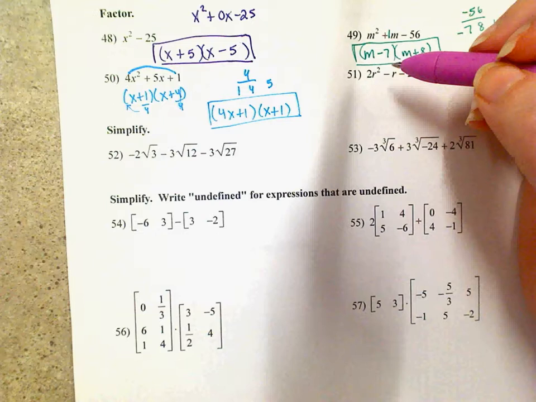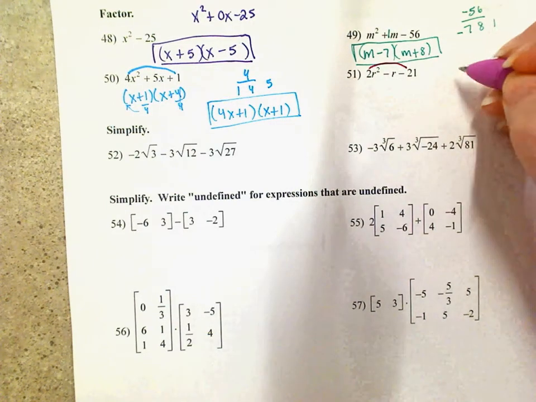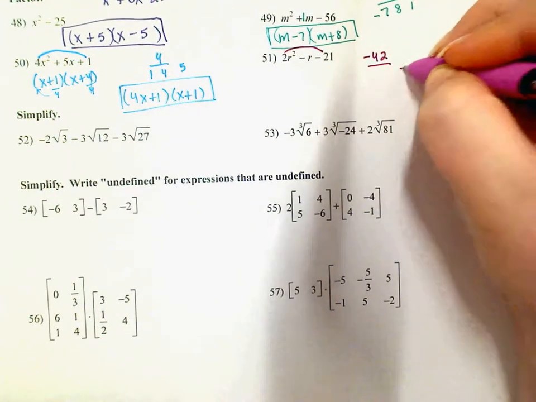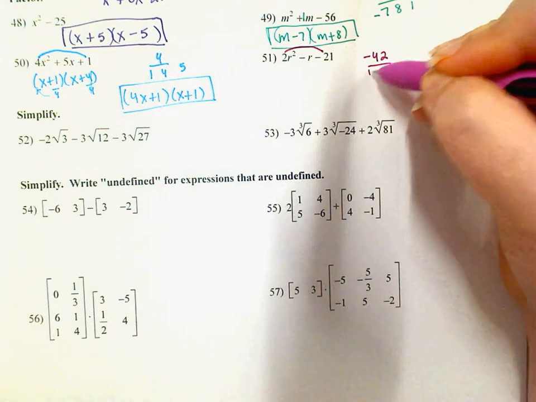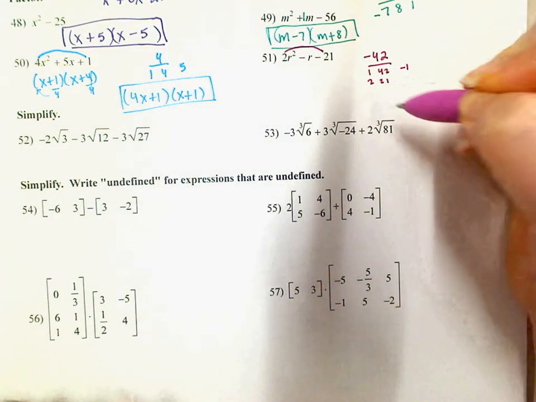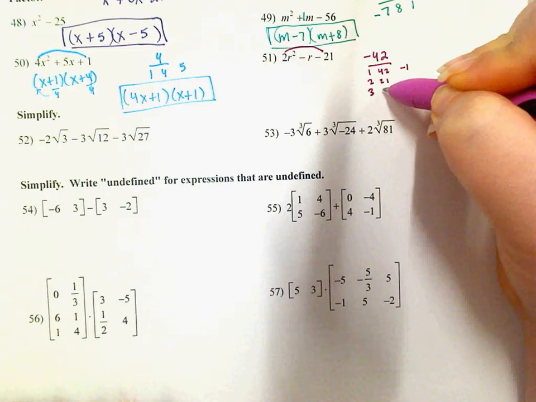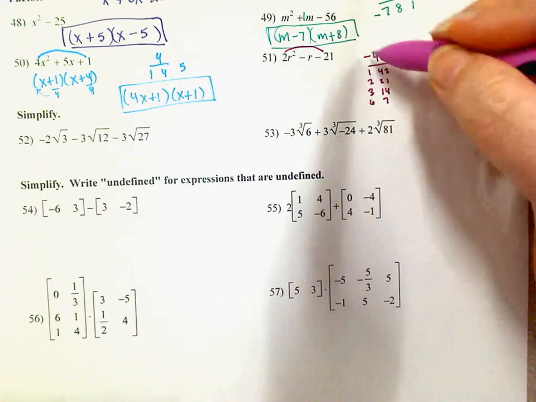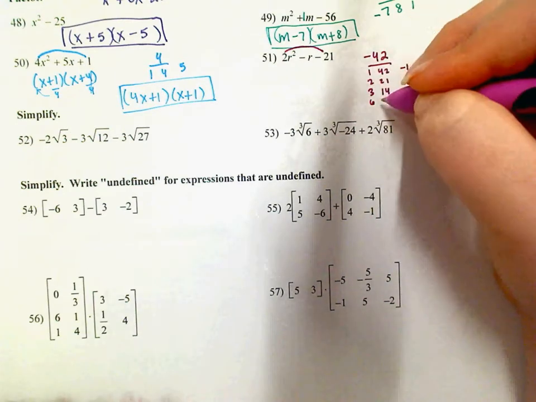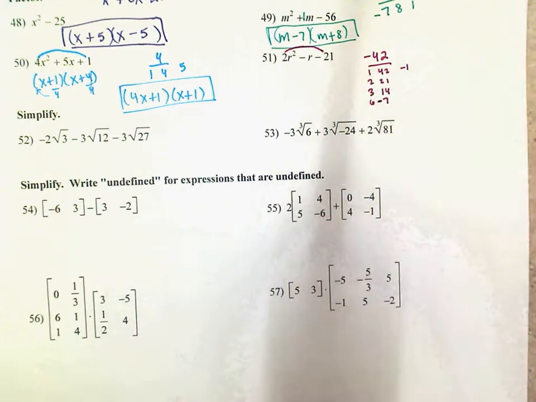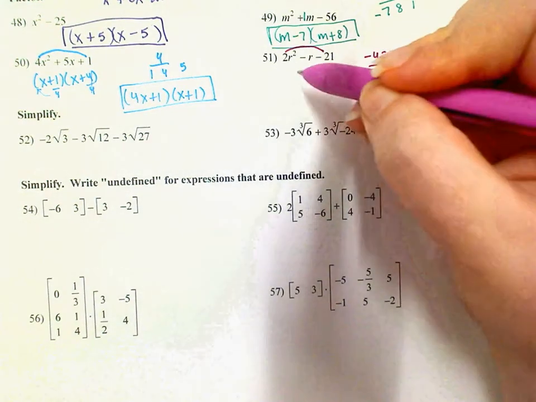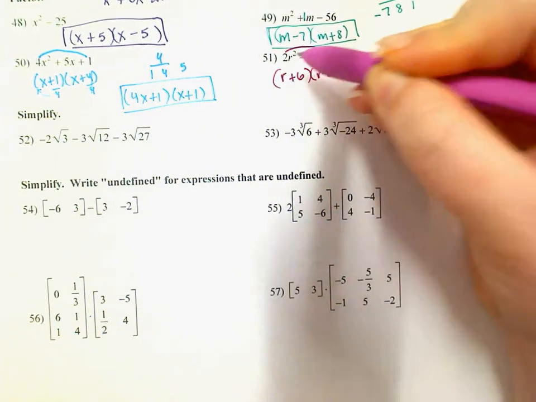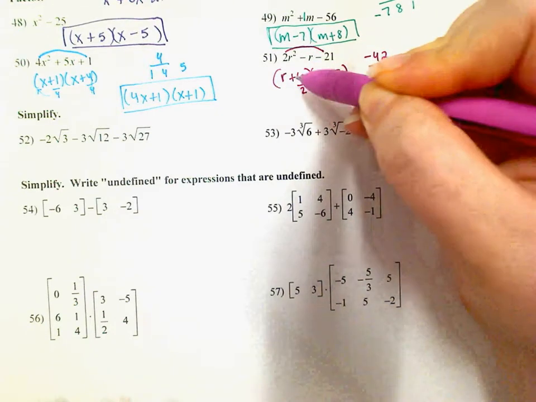On number 51, we've got a leading coefficient again, so we're going to multiply by 2. So 2 times negative 21 is negative 42. We're looking for the factors of negative 42 that add up to negative 1. So 42 is 1 and 42, 2 and 21, 3 and 14, and 6 and 7. 6 and 7 have a difference of 1, and I need a negative 1 when I add them and a negative when I multiply them. So one of them is negative, and the larger one is negative in order to add up to a negative 1. So that means we've got r plus 6 and r minus 7. We multiplied by a 2, so that's what we're going to go back and divide by. This simplifies down to a 3.